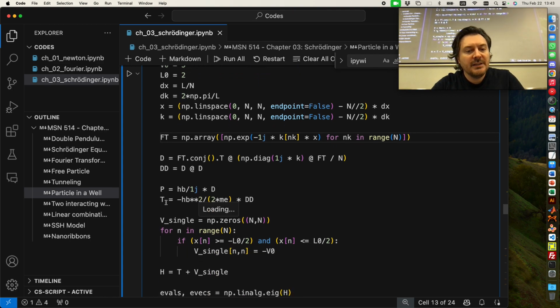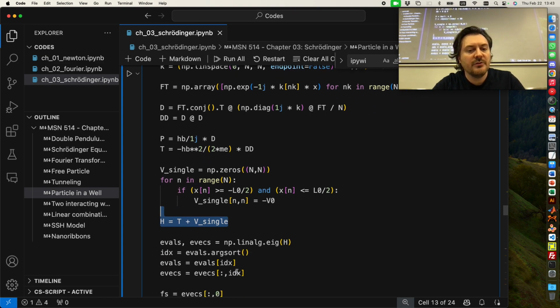Now, the kinetic energy is h bar squared over 2m times the second order derivative. Do you agree with that? So we have the kinetic energy operator here. We have defined the potential here. And basically Hamiltonian is kinetic energy plus the potential energy. So far, do you have any questions?